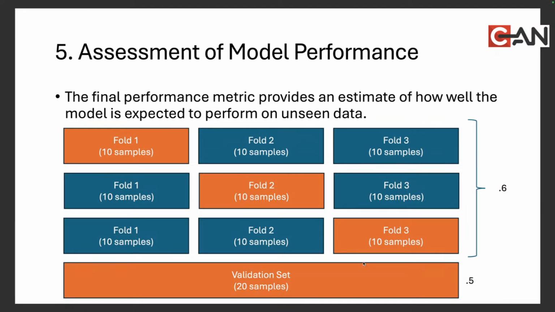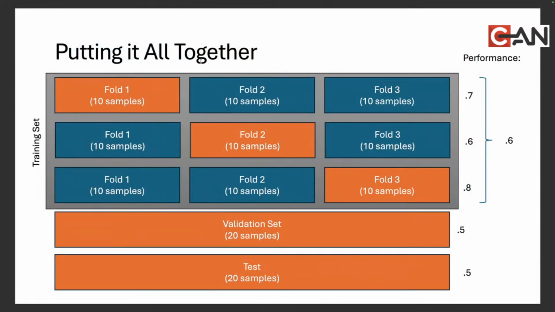So after we train our model, here's putting together all of the validation, cross-validation, and test set. Here's our training set in the gray box. This is one iteration. Each row is an iteration, and each iteration has a performance associated with it. When we're done training the model, we get an output value, 0.6, which is the average performance across each iteration. That is our estimation for how our model will generalize.